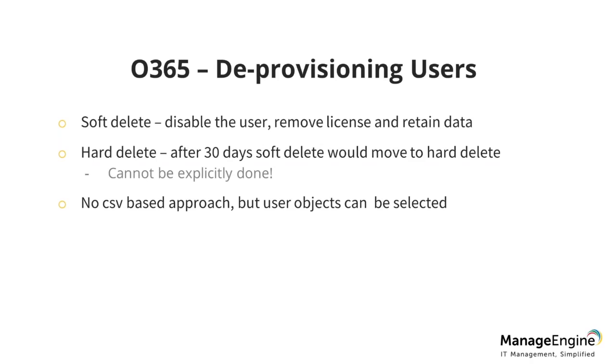On Office 365 deprovisioning of users, they bring in two concepts, which are soft delete and hard delete. The soft delete disables the user, removes the license, and retains the data. The hard delete is when the soft delete, after 30 days, moves into the hard delete, where the entire data gets wiped out, but this cannot be done explicitly. So you need to soft delete, and after some days is when you could hard delete the user.